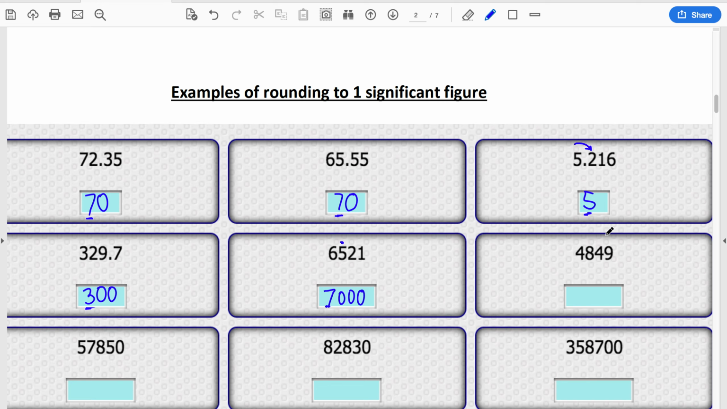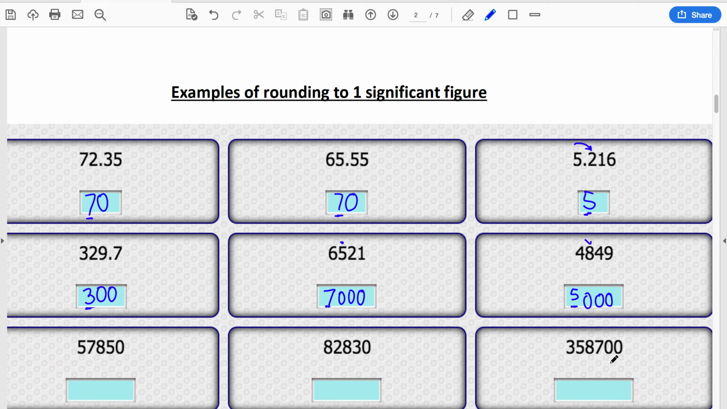And with this one here, just to finish off, same deal, I need one significant figure, so I'm going to have 3 zeros after that since my number is in the thousands. And I check my next one, the 8, and of course that means that this number is closer to 5,000 than it is to 4,000.